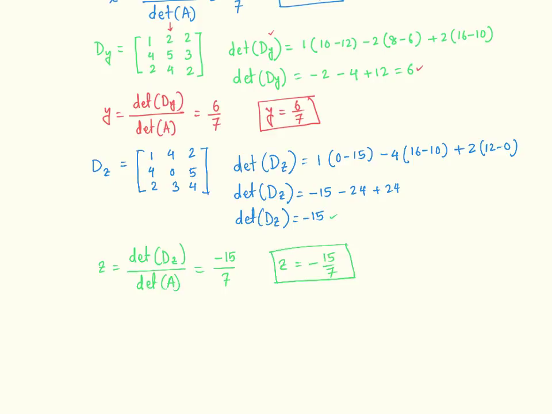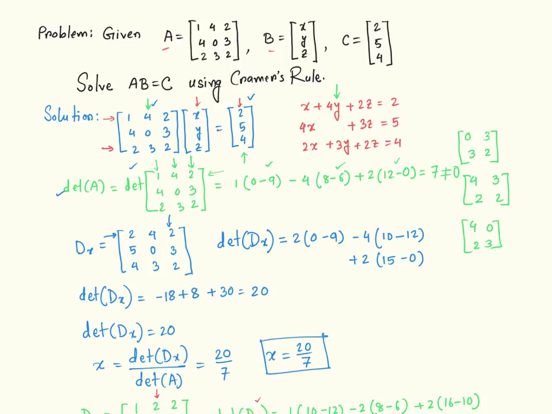So my solution set for this system of linear equations is going to be x comma y comma z is equal to 20 over 7 comma 6 over 7 comma negative 15 over 7. Now let me go ahead and summarize what I did. We were given a system of linear equations, and this is the system we found. First we find the determinant of the coefficient matrix A. If that is not equal to 0, then a unique solution does exist. In our case, the determinant of the coefficient matrix was 7 and that's not equal to 0, so it works.